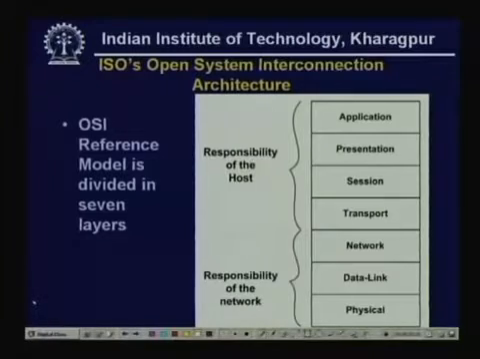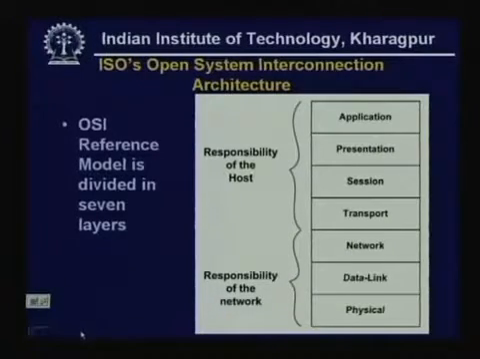So, we see it has 7 layers, and out of these 7 layers, the lower 3 layers are the responsibility of the network, and the upper layers are essentially the responsibility of the host or the computer. With the help of these 7 layers, data communication is performed, and most data communication systems follow this particular model.